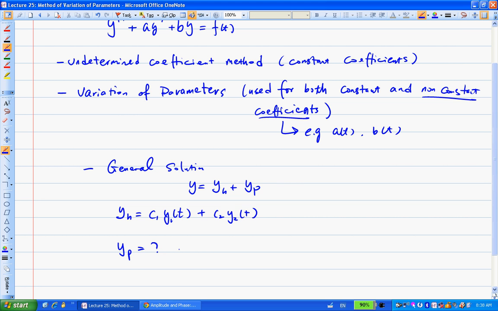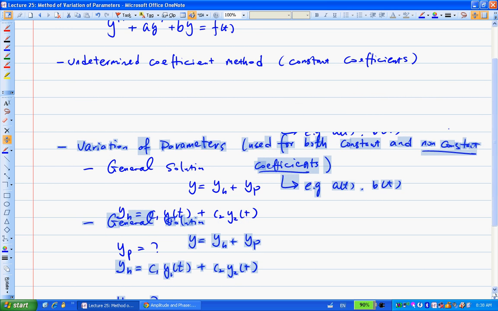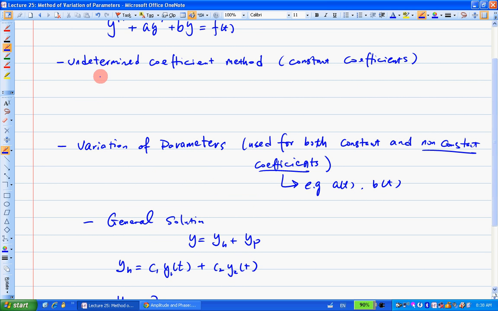I think I should move this down a little bit here and add one more condition. So when we're using the undetermined coefficient method, we like to get that yt. The reason is because this f of t takes the form of sine, cosine, e to the power of something, and t to the power of n, or a combination of these.